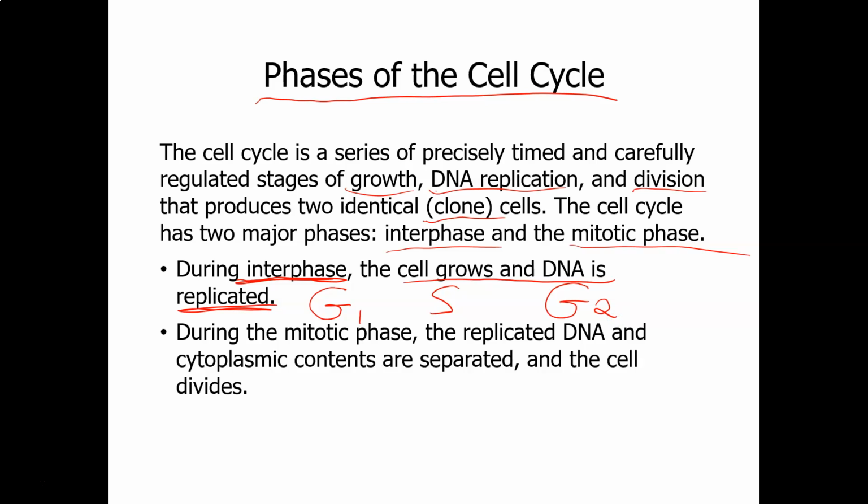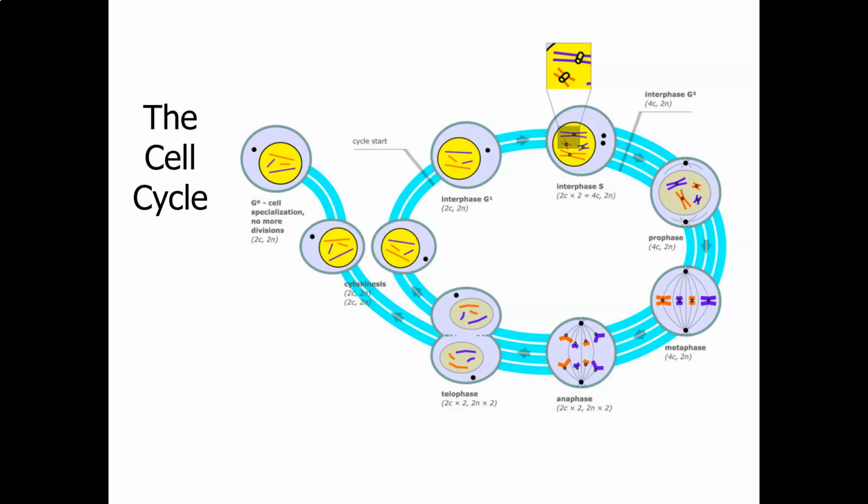And then there's the mitotic phase, and during the mitotic phase, the two sets of DNA, since the DNA has replicated, we now have two sets of DNA. So the replicated DNA and the replicated organelles that are in the cytoplasm, all of these are separated, moved to each side of the parent cell, and then that cell divides down the middle. So you have two daughter cells that are clones of the parent cell.